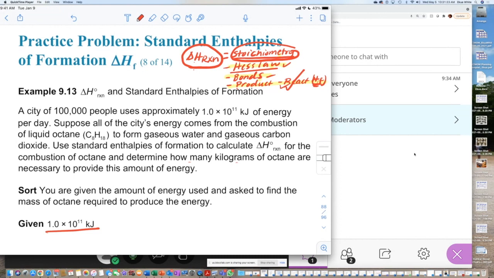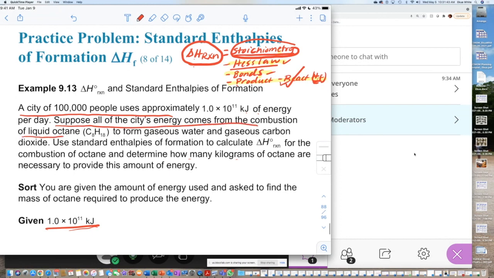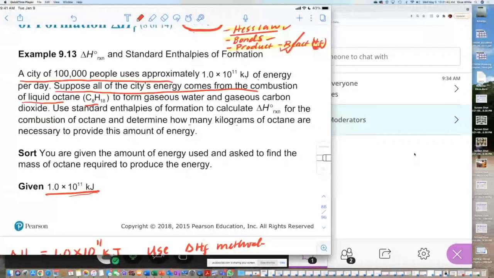So we're told in this problem here, a city of 100,000 people used approximately 1.0 times 10 to the power 11 kilojoules of energy per day. A lot of energy, right? So we have the energy per day. The city's energy comes from the combustion of liquid octane. Only these words are the information you have for this problem.